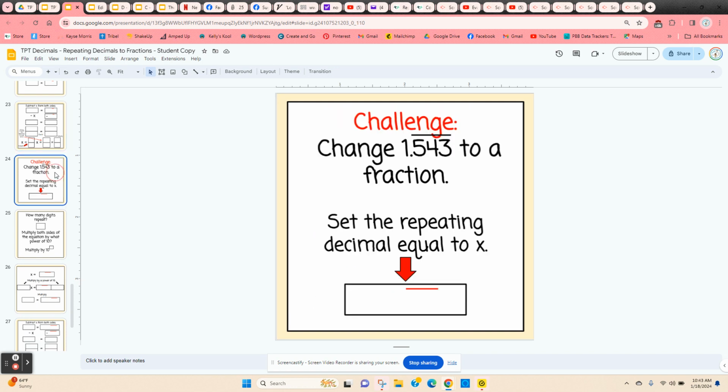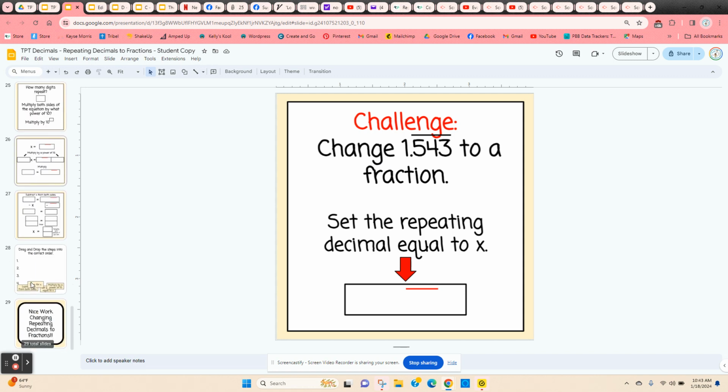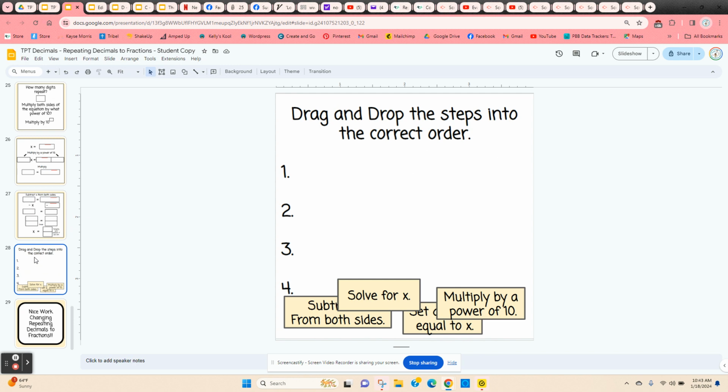And then they have a challenge problem. See if the students can do this on their own. This time they have 3 repeating decimals. When they get to the final slide, now they're just going to put the steps in order. This is pretty simple, but it reinforces for the students step by step.